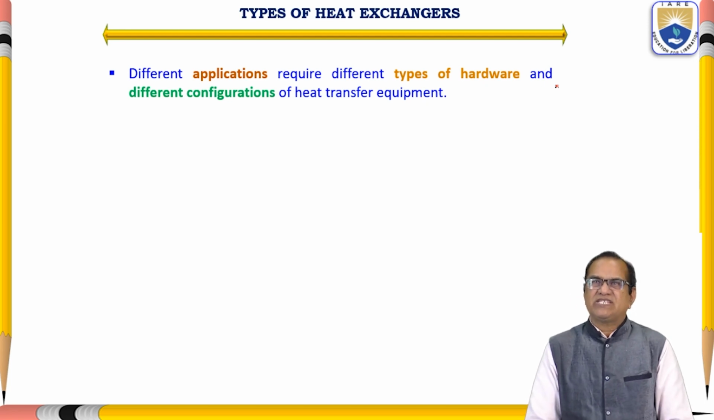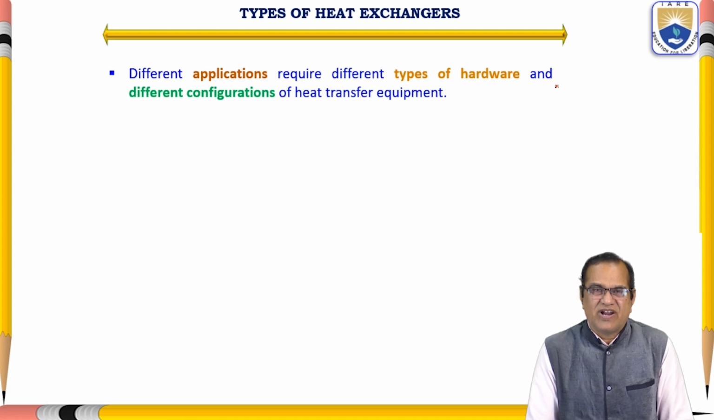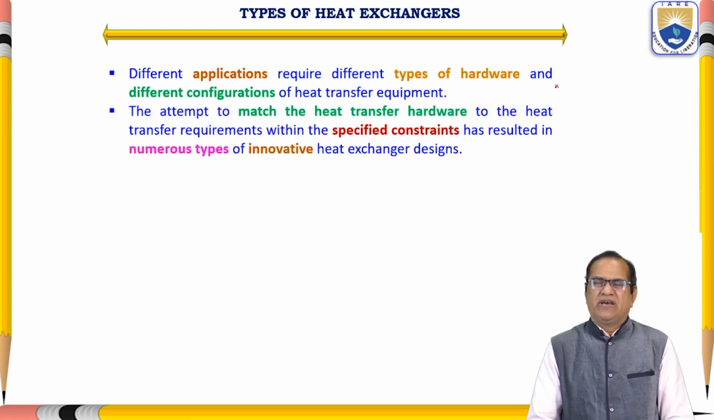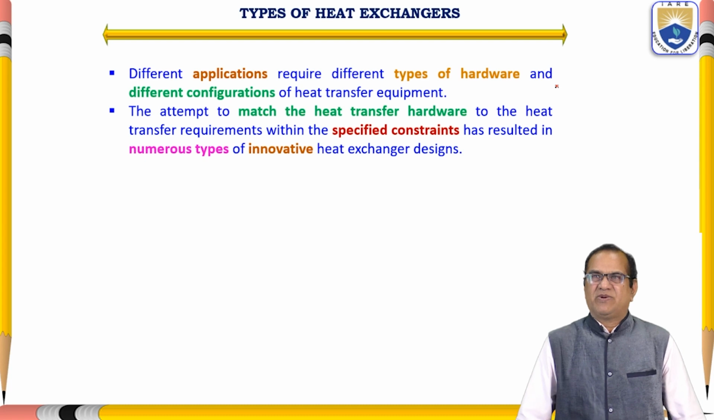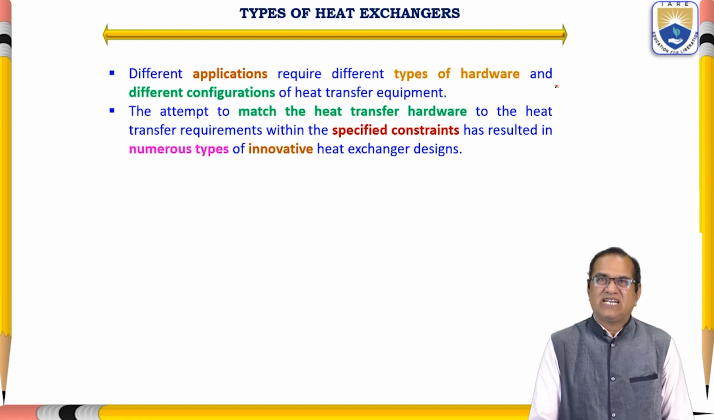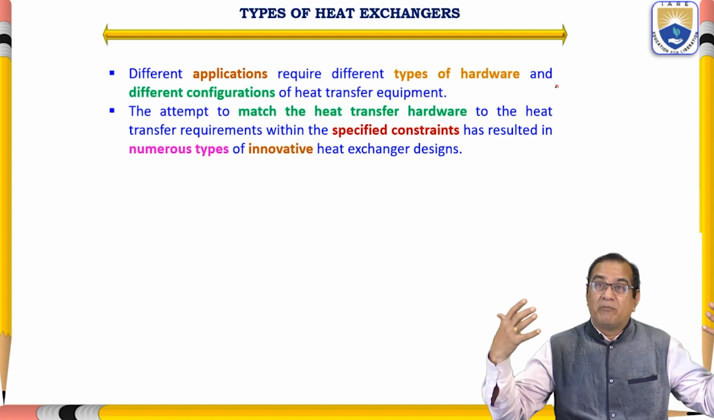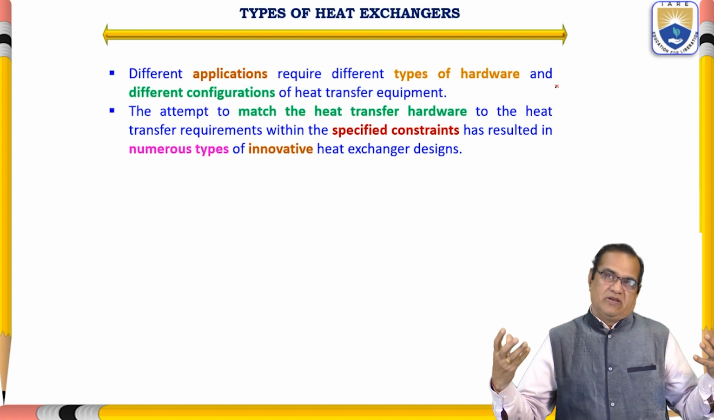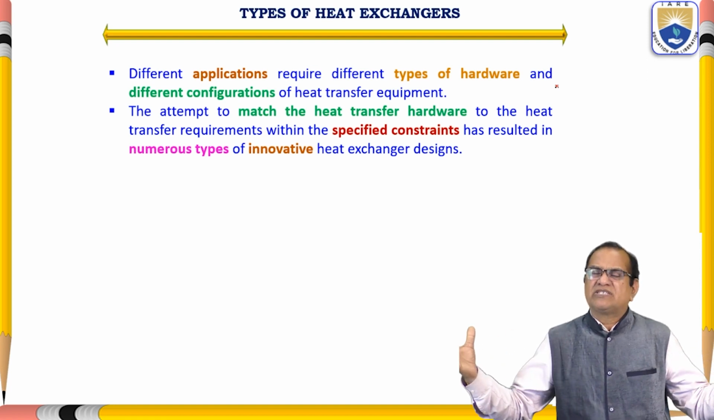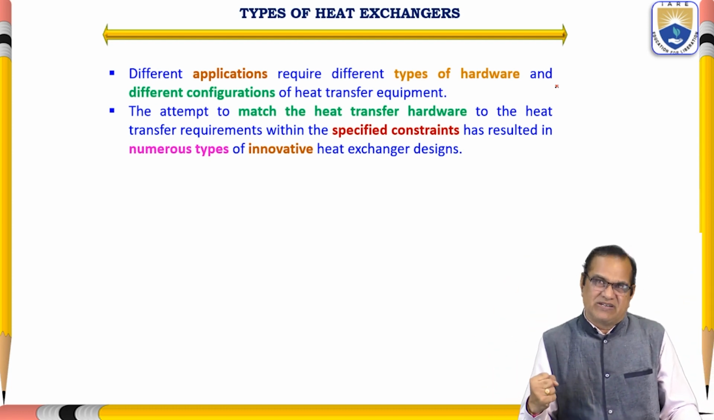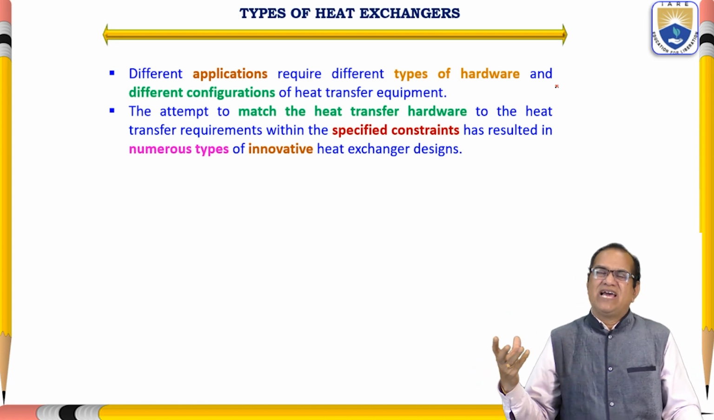Different applications require different types of hardware and different configurations of heat transfer equipment. The attempt to match the heat transfer hardware to the heat transfer requirement within the specified constraints has resulted in numerous types of innovative heat exchanger designs. So, as per the requirement and the available space and bulk fluid: for a ship, we have sufficient water; for an aircraft, we have sufficient air, so we will use air as a cooling element. In the ship, we will use sea water as a cooling element.